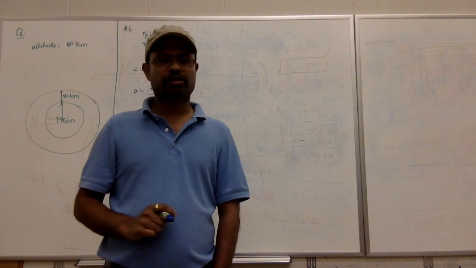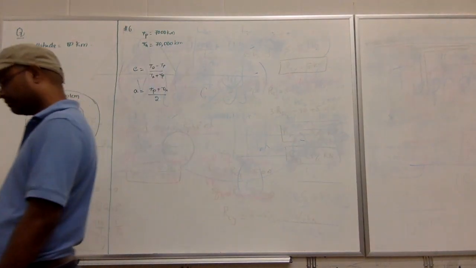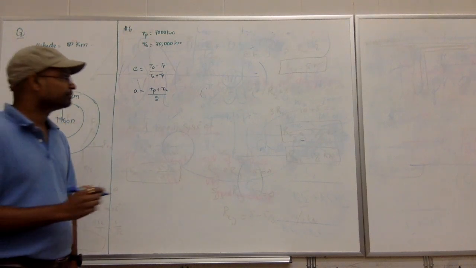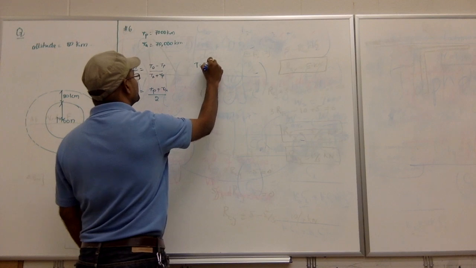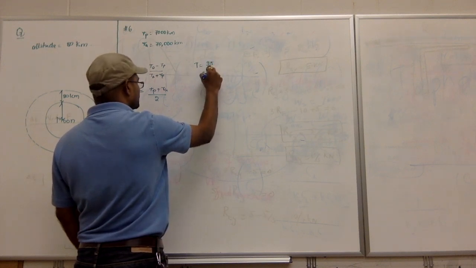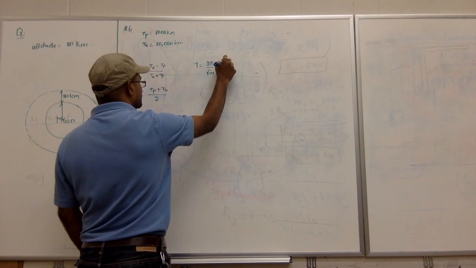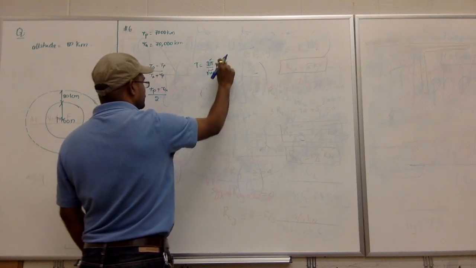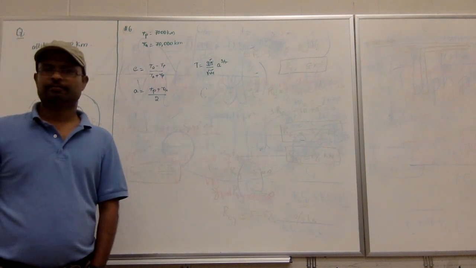Okay. All right, next one. Let's see who can attempt the period of the orbit, T. T equals 2 pi over square root of mu times a to the 3/2. I know a. So you know this, this is constant. You just need this a. You have already calculated a.